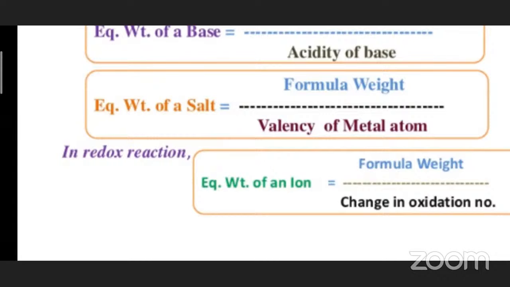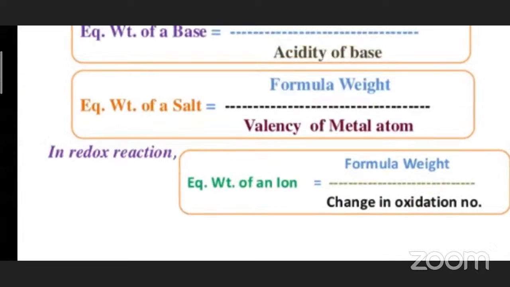Okay. Now valency of metal atom. So what is the metal in NaCl? Sodium is the metal in NaCl. So what is the valency of sodium? 1, because it belongs to first A group. So its valency is 1. So what is the equivalent weight of NaCl? Nothing but formula weight of NaCl by valency of sodium. So that is 58.5 divided by 1. That is the equivalent weight of NaCl. Okay.